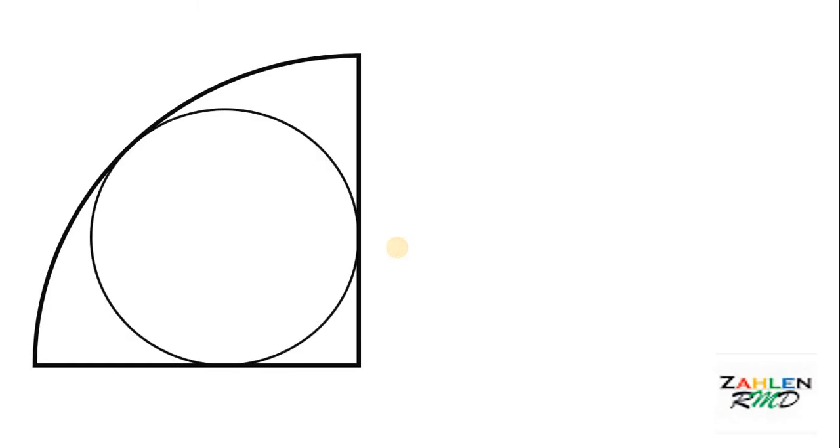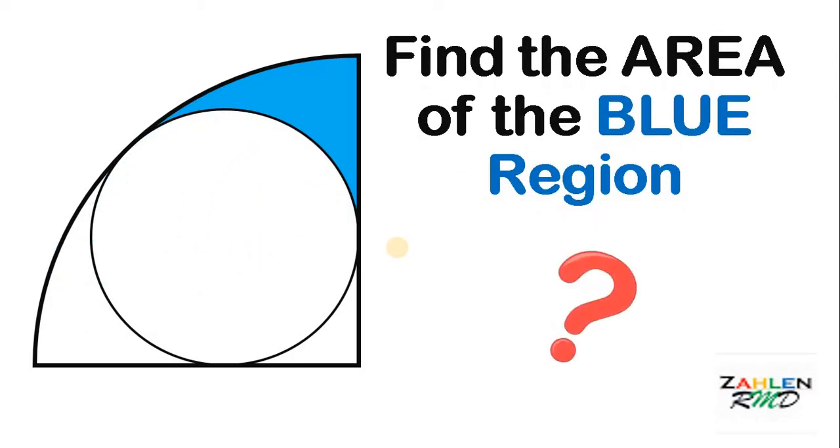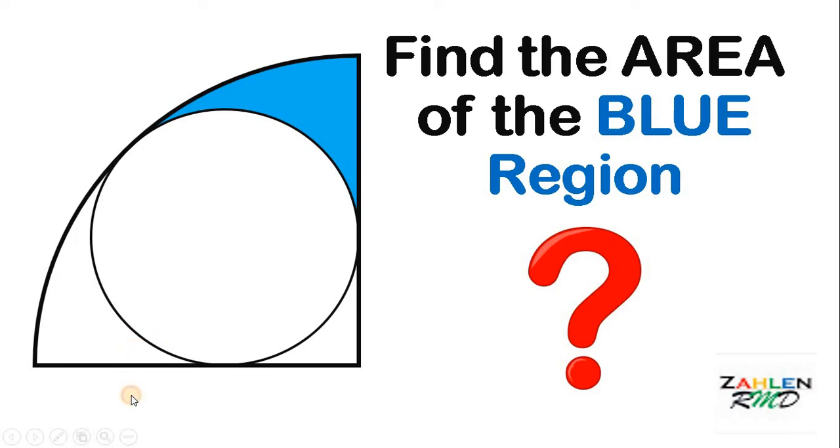Now let's start with a quarter circle. From here, let's draw a circle inside of this quarter circle. Now our goal is to find the area of this blue region, given that the length of the radius of this quarter circle is equal to 2 centimeters.